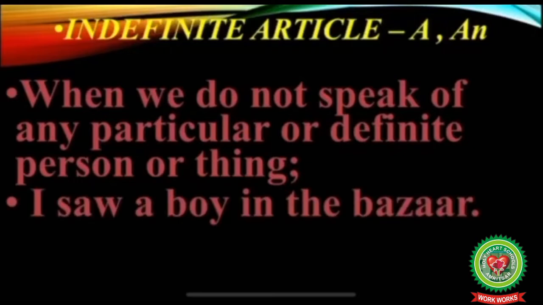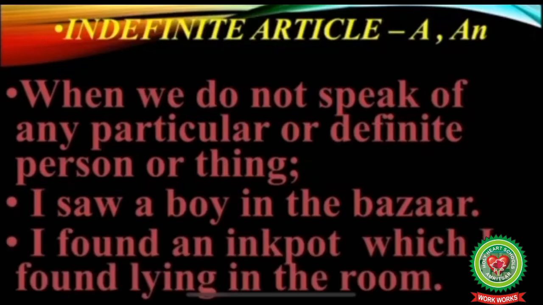See here in the example, I saw a boy in the bazaar. So here what I'm saying is I have seen a boy, any boy in the bazaar. I found an ink pot which I found lying in the room. So this means I have found an ink pot, meaning any ink pot. The color or anything is not mentioned here, any ink pot. So I'll be using an ink pot.